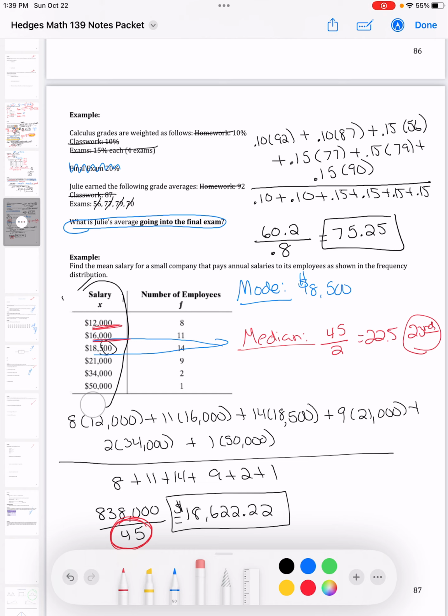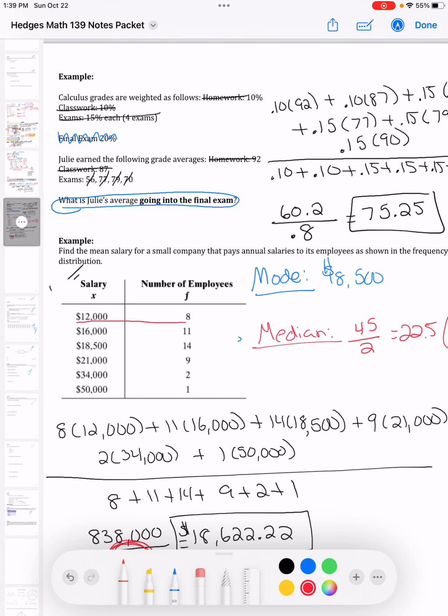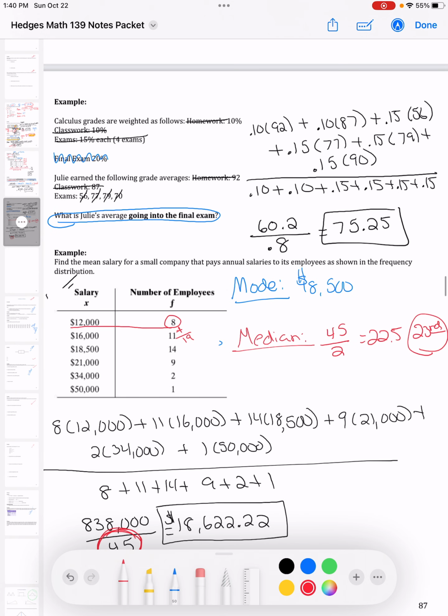All right, let me come back over here. The first 8 numbers are 12,000. The next 11 numbers would be 16,000. So if I add those up, that gives me 19. That would take me all the way through the 19th number, and I'm looking for the 23rd number. So then I add 14 more to that, and this one will get me through the 23rd number.